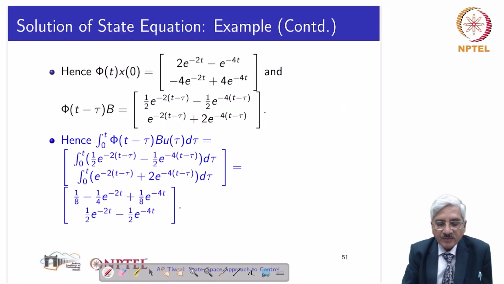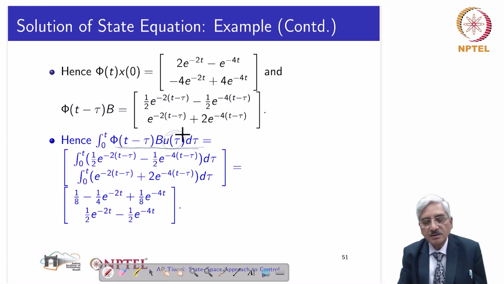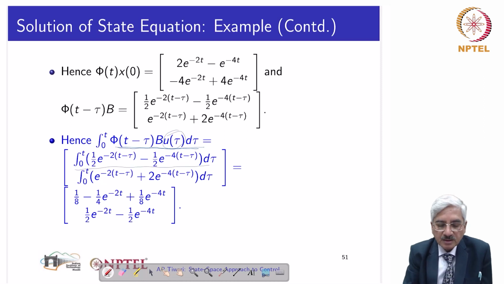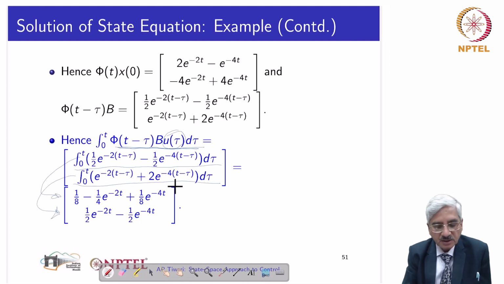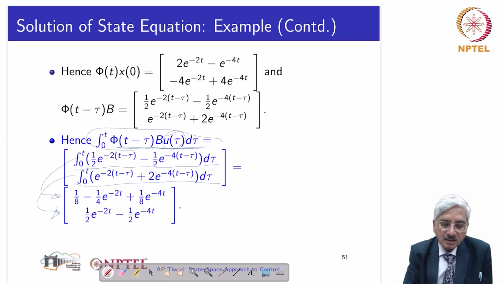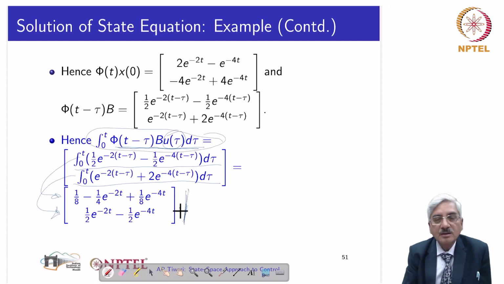So this was single input, so we essentially get a 2 by 1 column vector for phi t minus tau b. We evaluate the integral 0 to t phi t minus tau b u tau d tau, taking u tau equal to 1 because it is unit step. So we get two integrals like this, and each one evaluated will give this. Hopefully my hand calculations are correct. You can do your own hand calculations and verify that you too get this. In case you get something different, I may please be informed. So we get this integral as this 2 by 1 matrix depending on time.